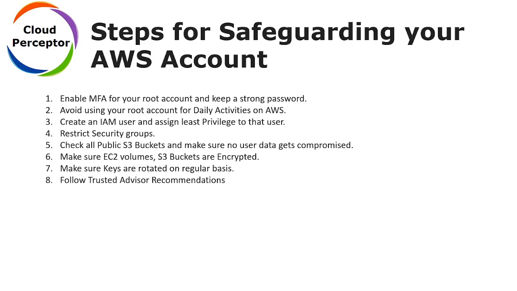Sixth is make sure EC2 volumes and S3 buckets are encrypted. So all the data that gets stored in EC2 volumes and S3 buckets should be encrypted, and make sure that keys in KMS are rotated on a regular basis. And follow Trusted Advisor recommendations. I'll show you the Trusted Advisor. I'll walk you through what recommendations it gives.